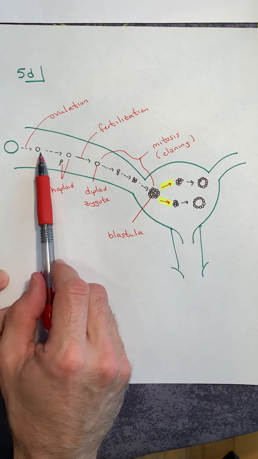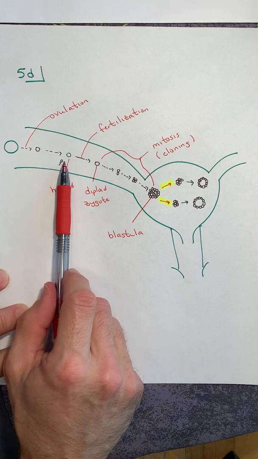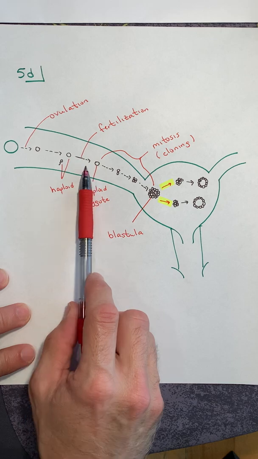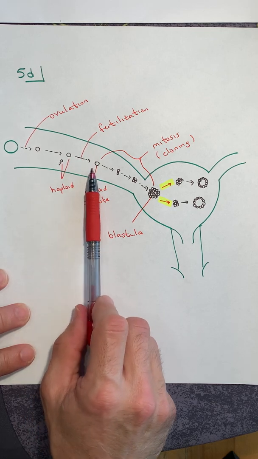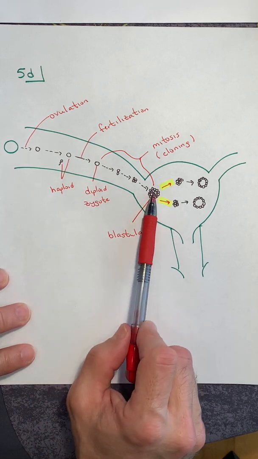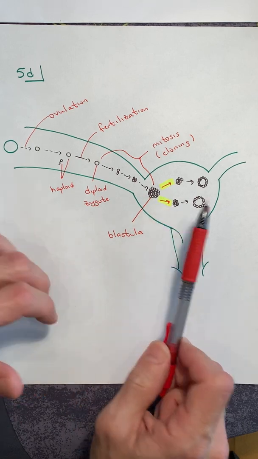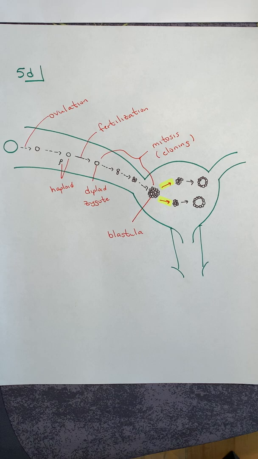It's a single ovulation. It's a single fertilization event. It's a single diploid zygote. And for some reason, and we don't know why, the blastula breaks into multiple clusters of cells that are all genetically identical, and thus you get identical twins. So when you write this up in your notebook, please group questions 5C and 5D together.